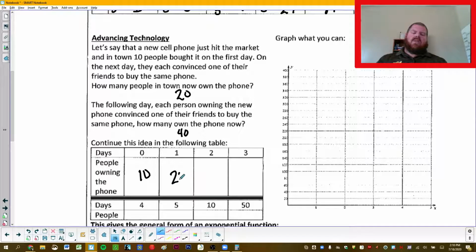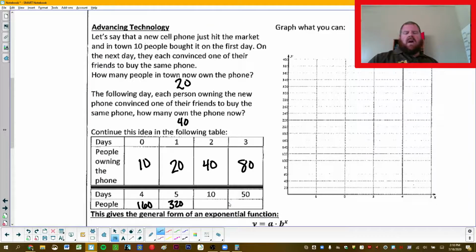After that, we had 20 people. And then each one of those 20 people told one of their friends to buy it, and they bought it. And then each one of those 40 people told one of their friends to buy it, and they bought it. So then there's 80. Then there's 160. Then there's 320. And then we got to figure out these at 10 days and at 50 days, how many people own the phone.